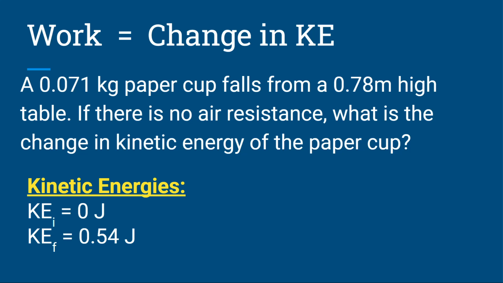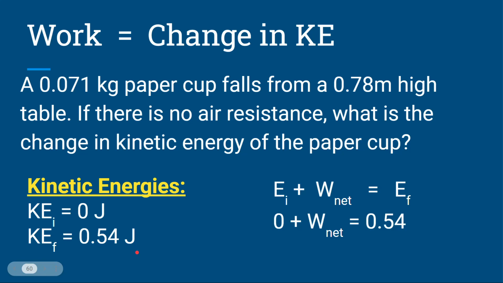We already determined the change in kinetic energy of the cup. Let's find the work done on the cup, because we can use that equation we just learned. Initial energy plus that net work equals final energy. And guess what? I have an initial energy, it's 0. I have a final energy, it's 0.54. Let's plug those numbers in. And now we see that the net work is equal to positive 0.54 joules, which is exactly the same answer we got when we calculated change in kinetic energy.